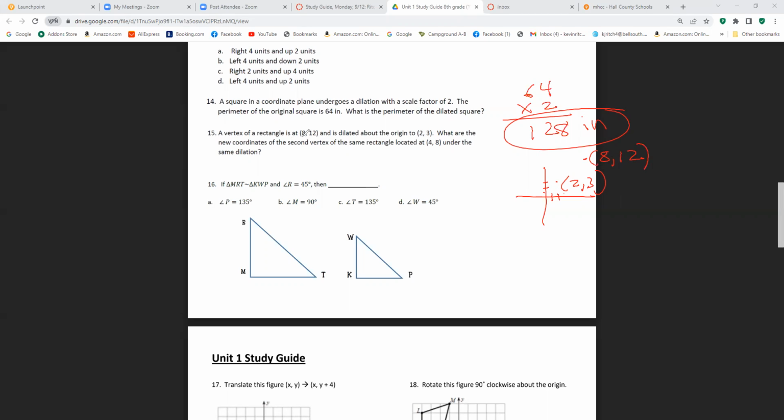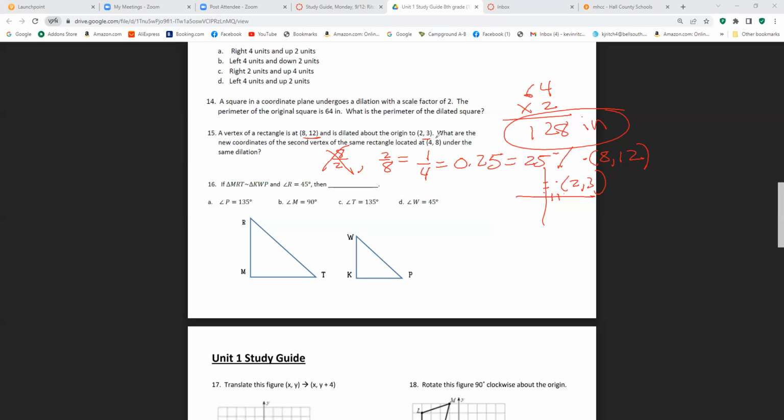So if the original is 8, 12 and it's dilated to 2, 3, it gets smaller, right? Well, if it gets smaller, that means the scale factor is less than 1. So either I'm going to write 8 to 2, or I'm going to write 2 to 8. Which one's less than 1? Well, this one's 4. It's got to be the second one, 1/4. So the scale factor is 1/4, also equal to 0.25, which is also equal to 25%.